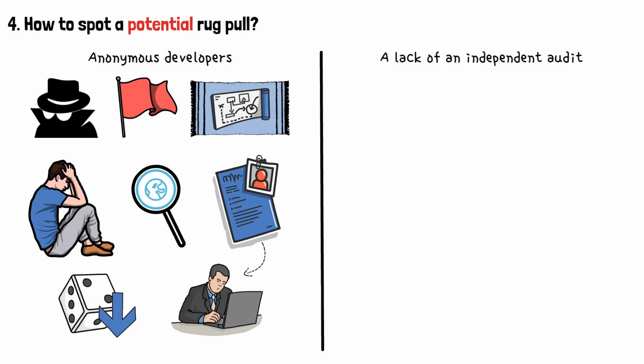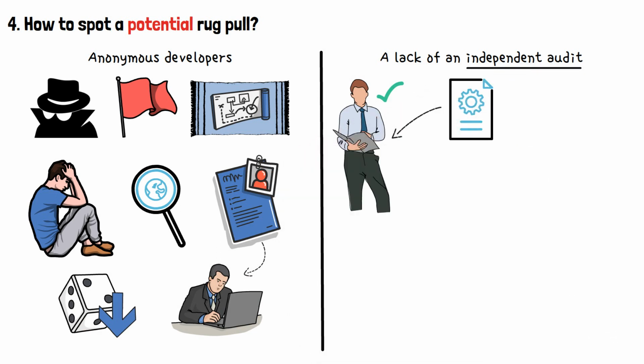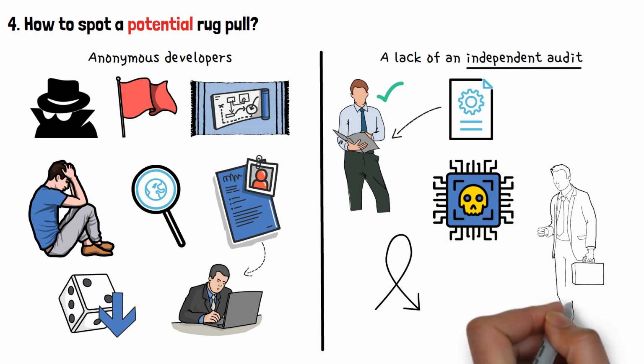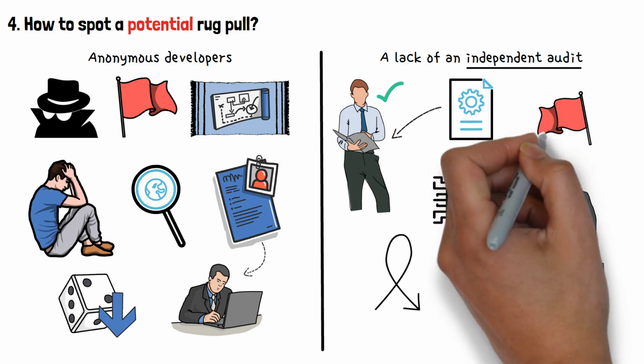On that same note, if a project is independently audited, this also adds to its legitimacy claims. An independent audit is when the smart contract is checked by professionals who are actively trying to find potential loopholes and malicious projects. If there's a lack of an audit though, or if it has been audited by some shady, non-reliable auditor, this should also raise some red flags.